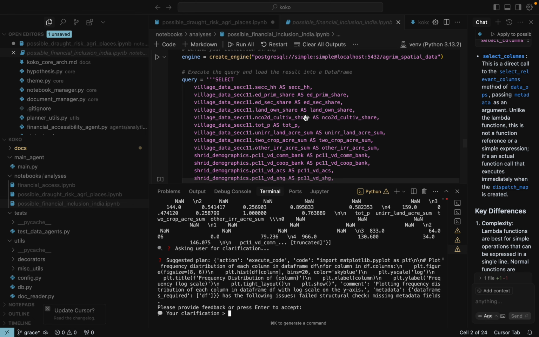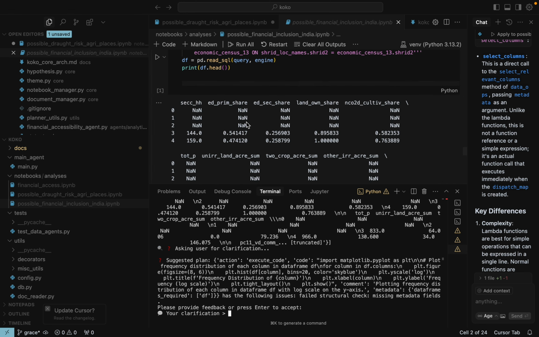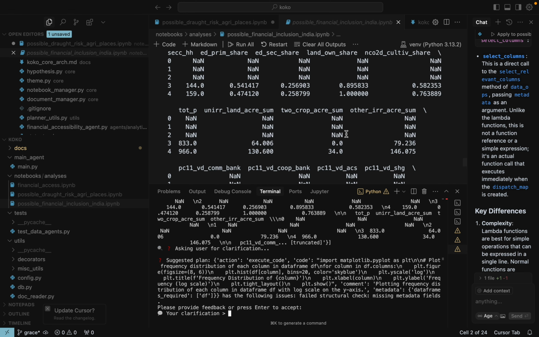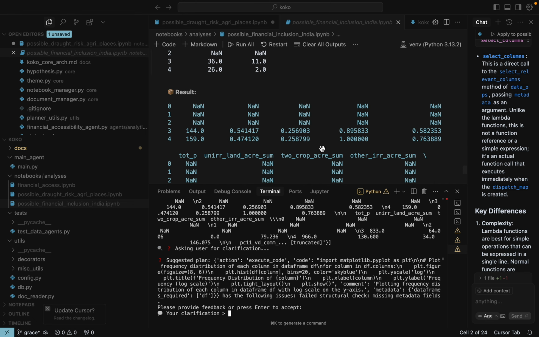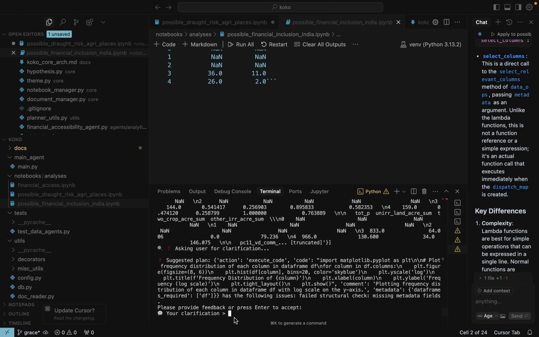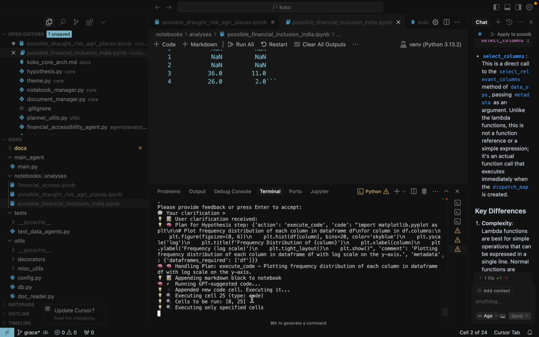Now it has loaded that data for us, and we can see some of the data here. It has printed the head for us and saved it in the notebook as well. Next it wants to execute some code to plot the data distribution, and we are fine with that. We allow it to run.